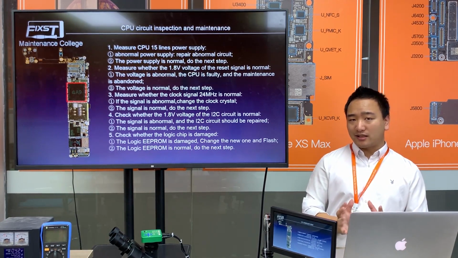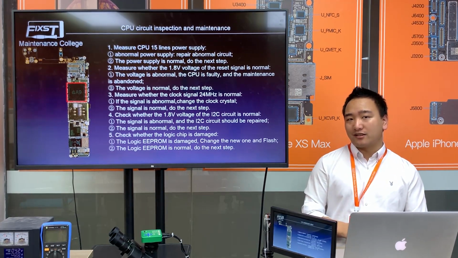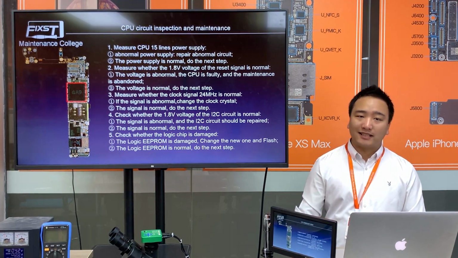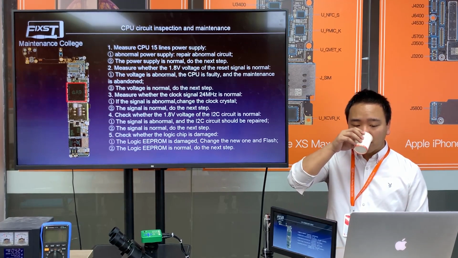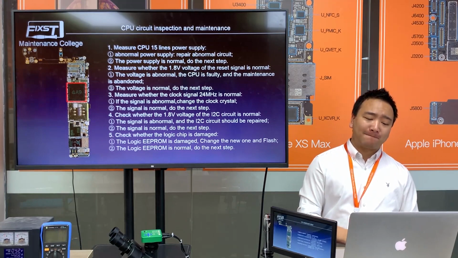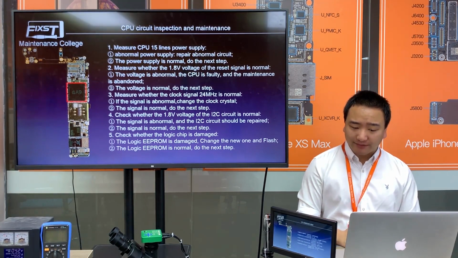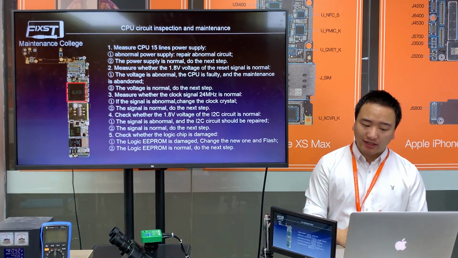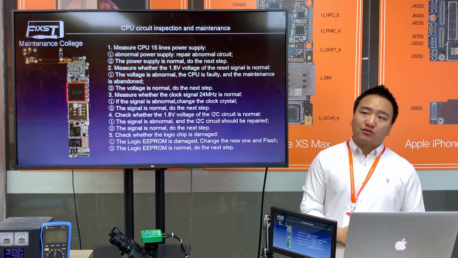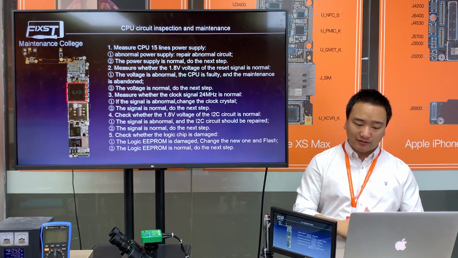The signal has two kinds. One is the reset signal, and the voltage of the reset signal is about 1.8 volts, and this voltage is sent by the PMU, and we can test whether this voltage is normal or not. If we detect this 1.8 voltage is normal, it's okay. If the voltage is abnormal, with a big difference, we have to check the CPU and the PMU.